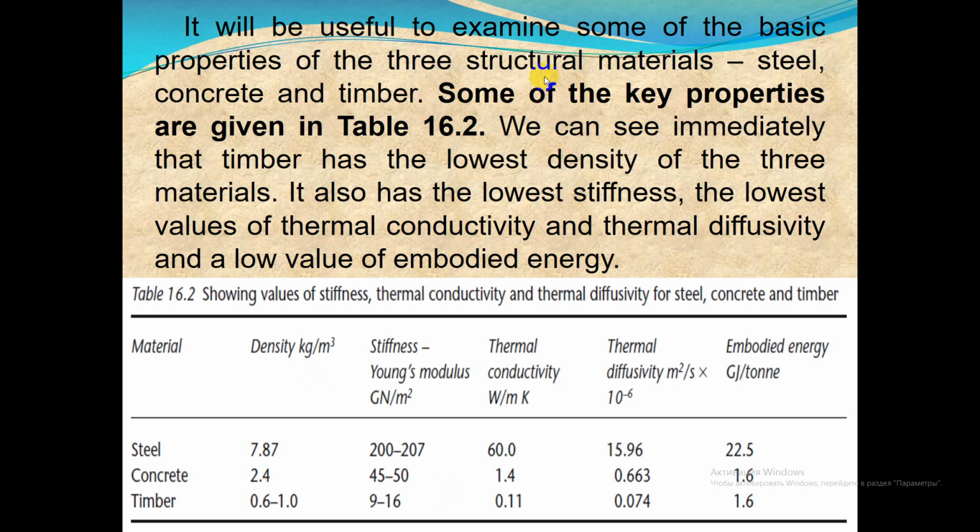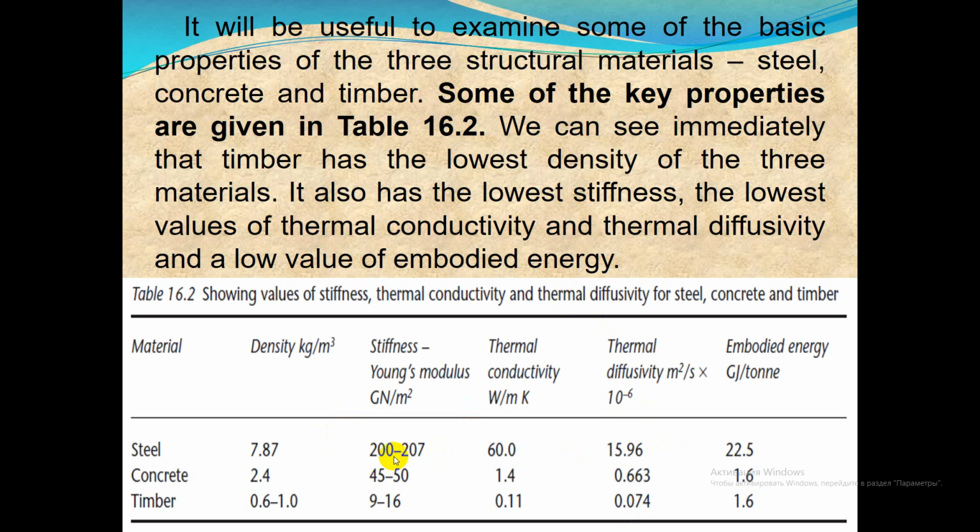It will be useful to examine some of the basic properties of the three structural materials: steel, concrete, and timber. Some of these key properties are given in this table, showing values of stiffness, thermal conductivity, and thermal diffusivities for steel, concrete, and timber.